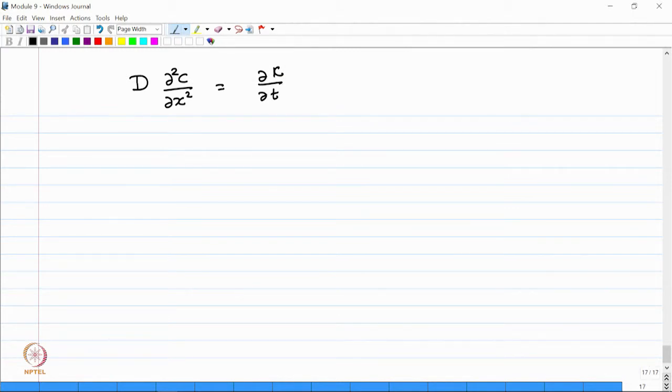Okay. Now, if I take the Fourier transform on both sides, the Fourier transform of the second derivative is (ik)² times c tilde of k and t, and this is equal to ∂c tilde of k, t by ∂t. So, what I get is a differential equation in time. Now I can solve this differential equation in time.